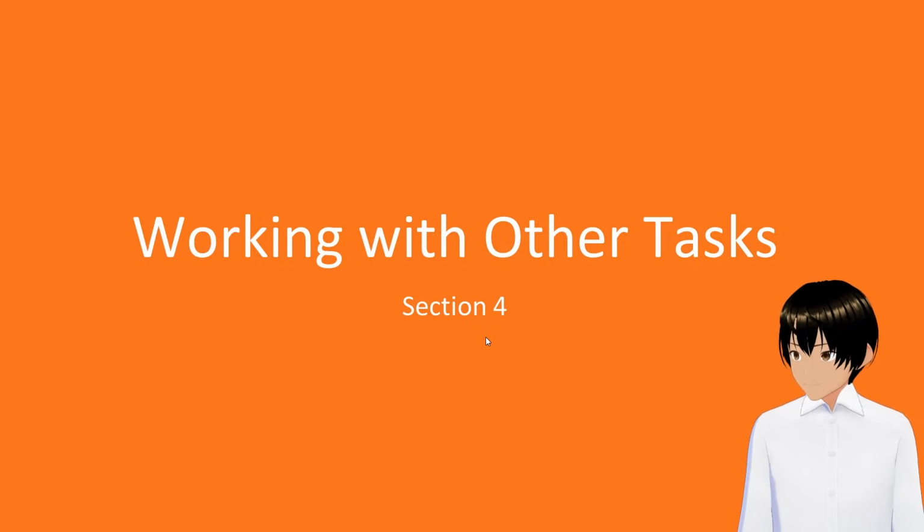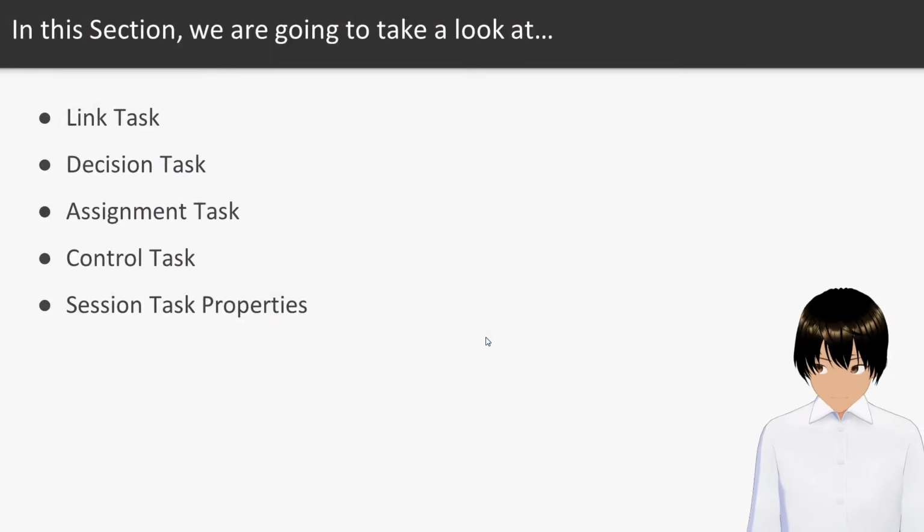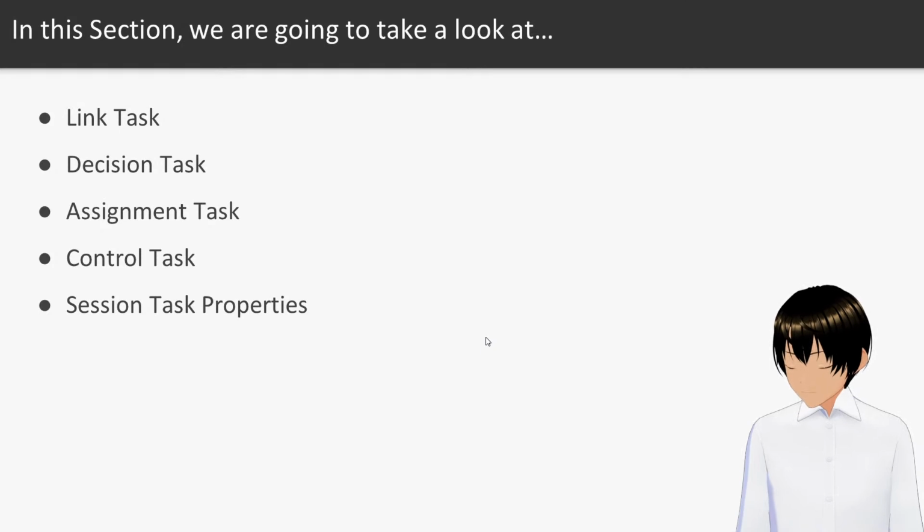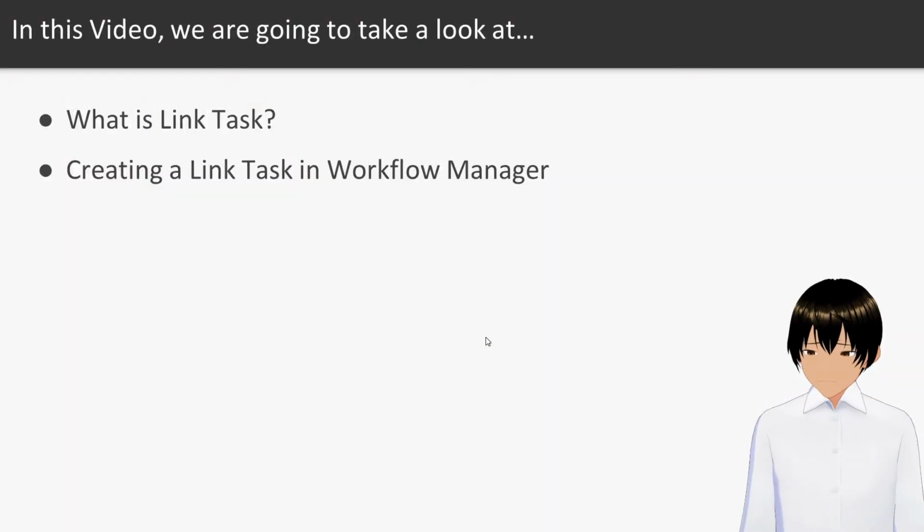Previously, we spoke about some of the tasks, like command, email, timer, and event raise. Now we'll talk about a few more tasks. They are link, decision, assignment, control, and session task properties. Now we'll talk about a link task, and we'll also show how to create a link task in Workflow Manager or Task Developer.